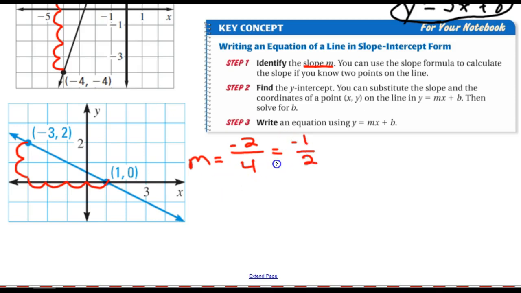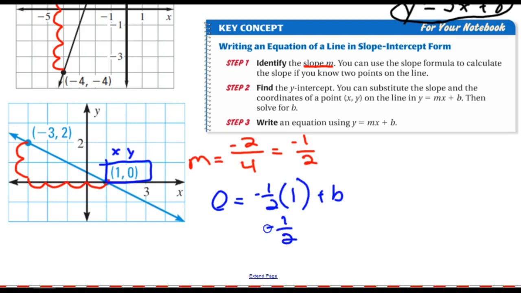So now we can put that into our equation. I'm going to use 1, 0 because we have a 0 in here, and that's an easy number to use. So 0 is our y, 1 is our x. So 0 equals negative 1/2 times 1 plus b. Negative 1/2 times 1 is negative 1/2, equals 0 plus b.